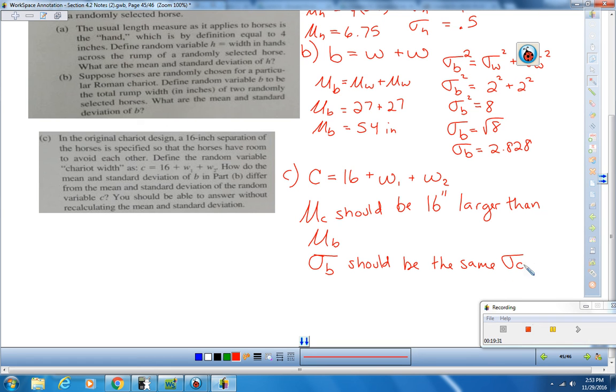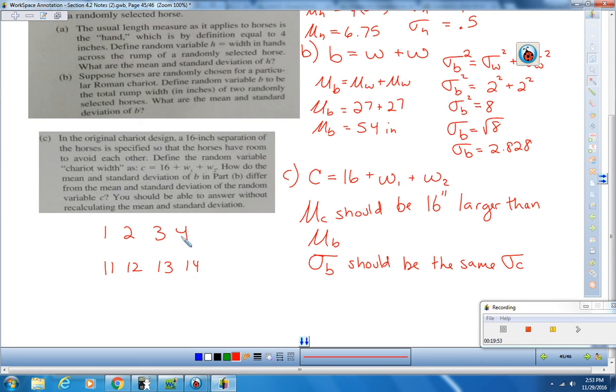Okay? And the reason they should be the same is this constant. When we add a constant, it doesn't affect our standard deviation at all. Again, think of our numbers. Let's say I did something real simple like 1, 2, 3, and 4. And I added 10 to each of them, made it 11, 12, 13, and 14. So each one of these had 10 added to them.